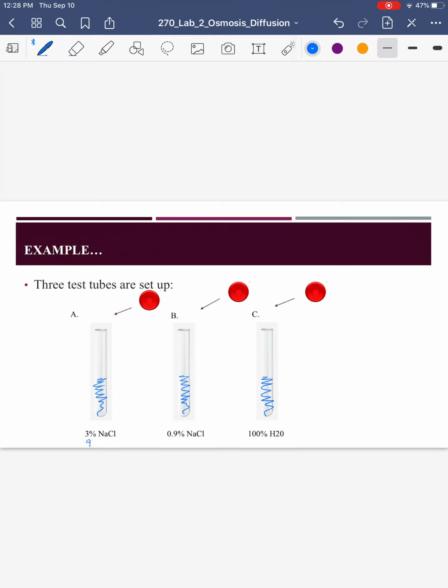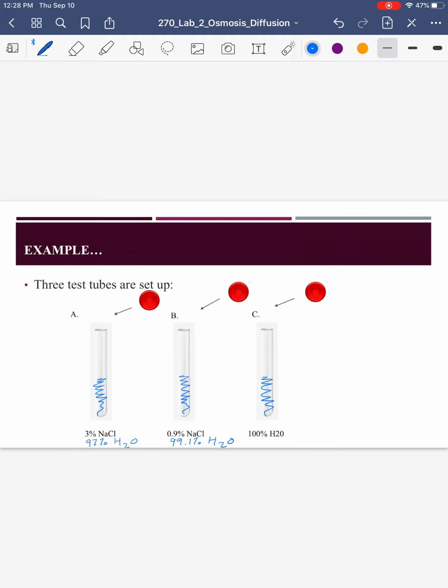If test tube A is 3% sodium chloride, 97% water, test tube B is 99.1% water, and test tube C is all water. I will tell you something.